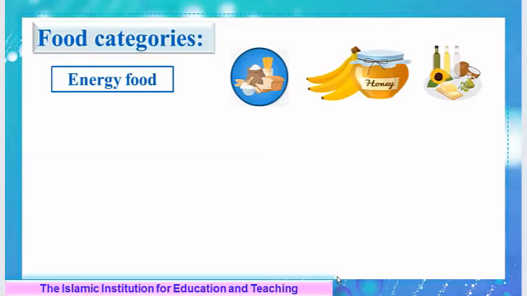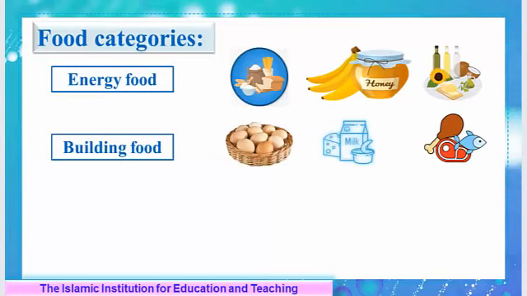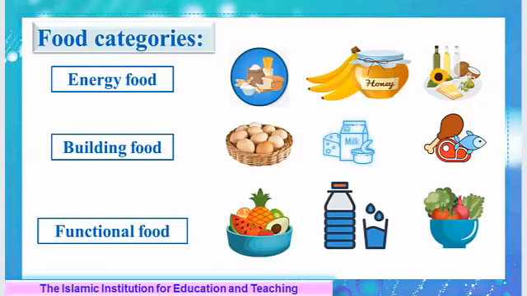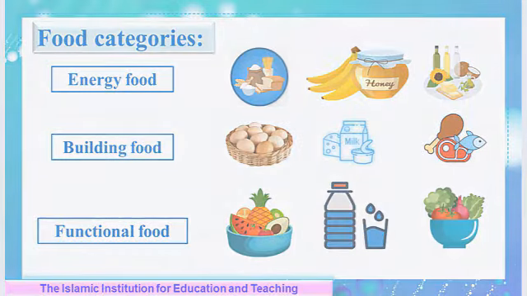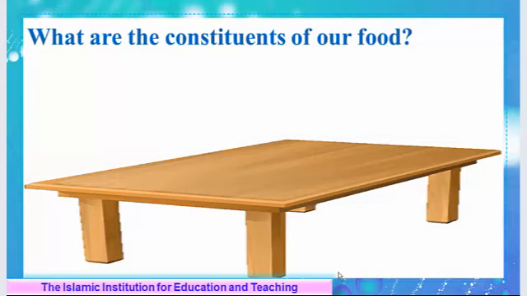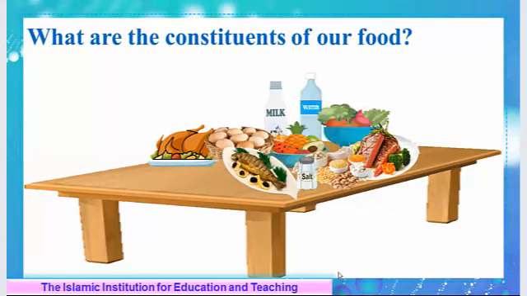And according to these functions, it can be classified in 3 categories, which are energy food that acts like a fuel for the body, building food that we need to develop and grow well, and functional food that's essential for different body functions to improve our health. Now, a question may arise. What are the constituents of our food?